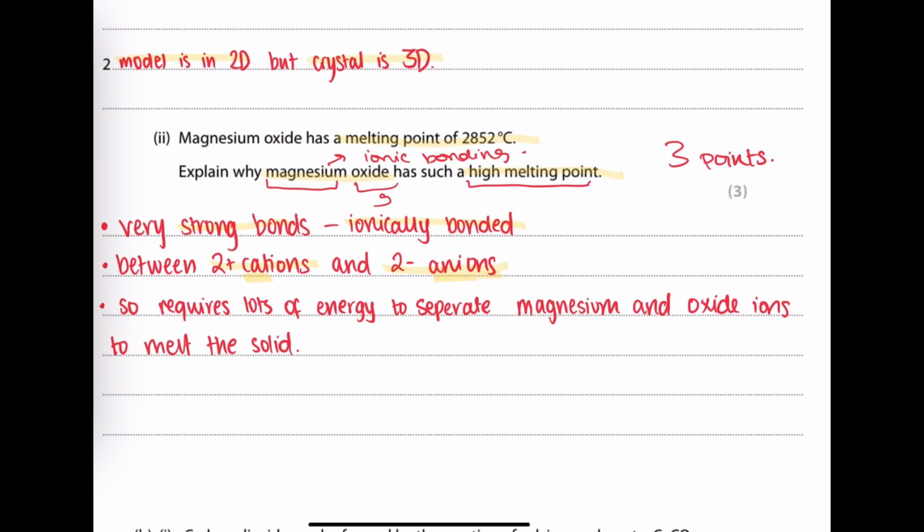And the last point that ties this to the question is that this means it requires lots of energy to separate magnesium and oxide ions to melt the solid. When we talk about energy, we know that this means heat, because heat gives energy.